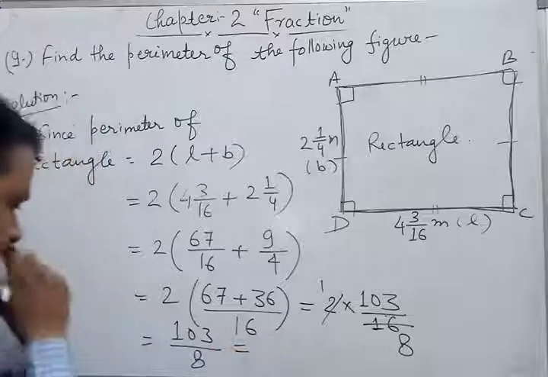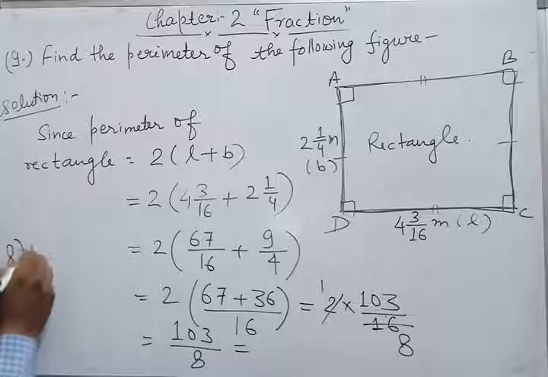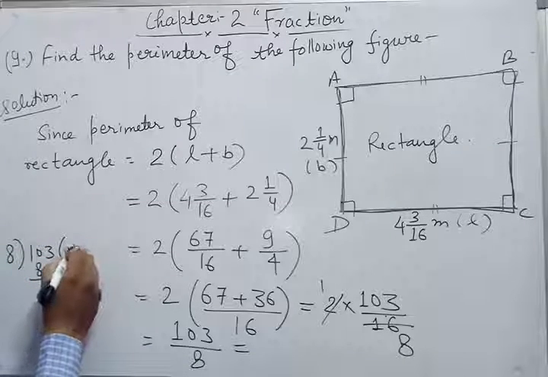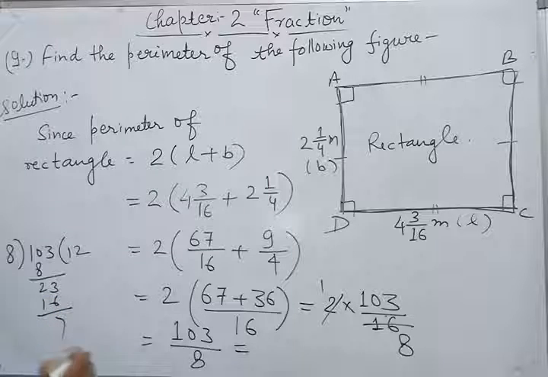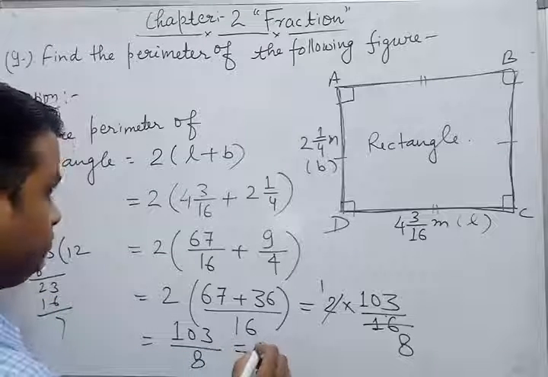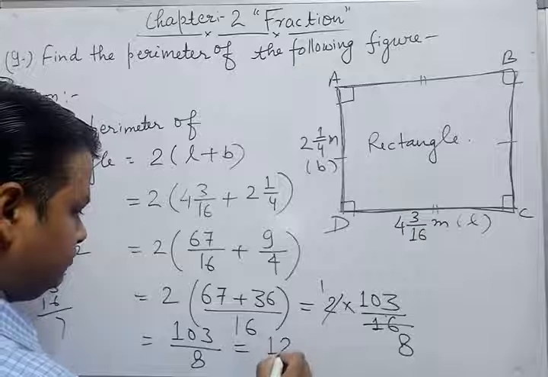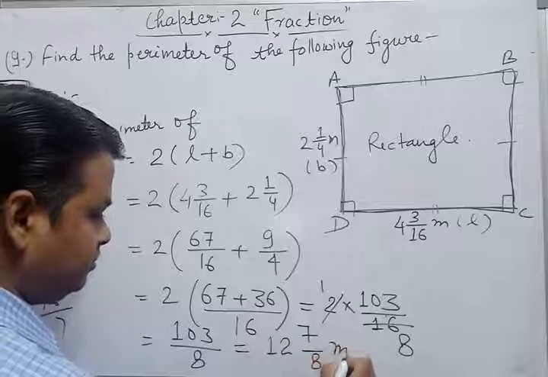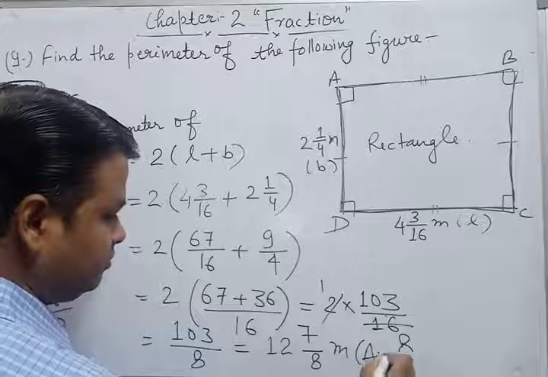Then you have to convert it into a mixed fraction also. 8 1s are 8 and 8 2s are 16. Then we will get 12 and 7 upon 8 meter. This is the answer.